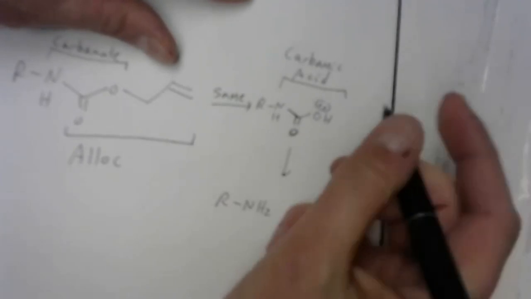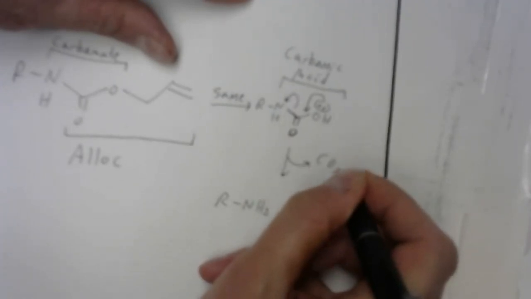Okay. And this falls apart. Anybody remember how that happens? Because you did this when we talked about the Boc deprotection. Essentially, the oxygen lone pair swings in, kicks off, and then you create CO2. Okay.